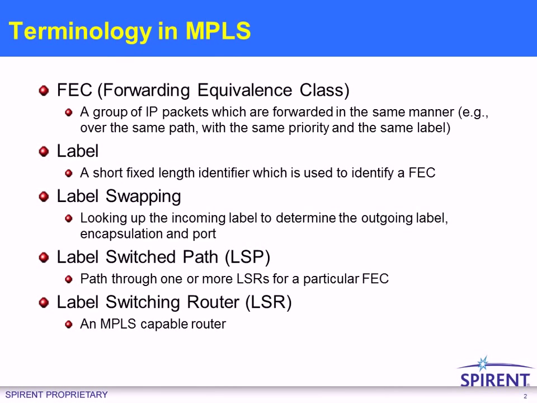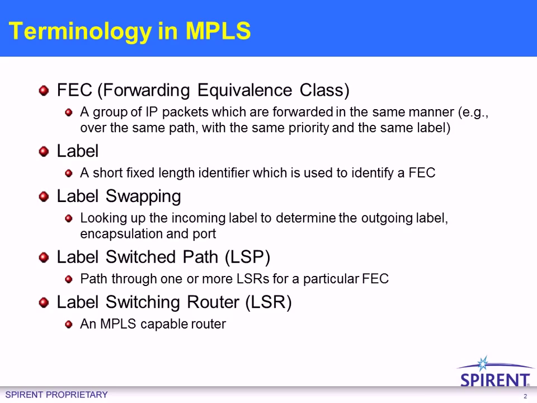Here is some of the terminology that is frequently used within MPLS. For example, FEC, Forwarding Equivalence Class, a group of IP packets which are forwarded in the same manner, for example, over the same path with the same priority and the same label. Label, a short fixed length identifier which is used to identify a FEC, or forwarding equivalence class.